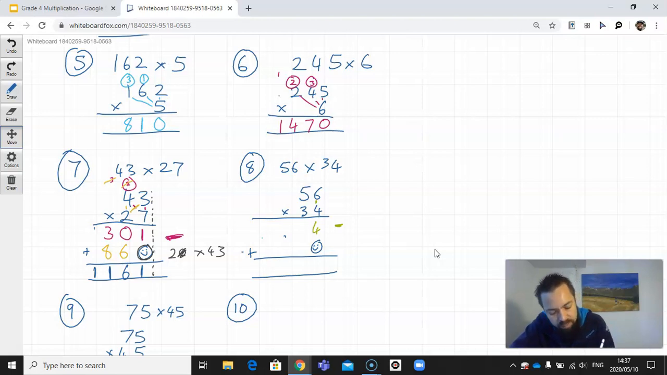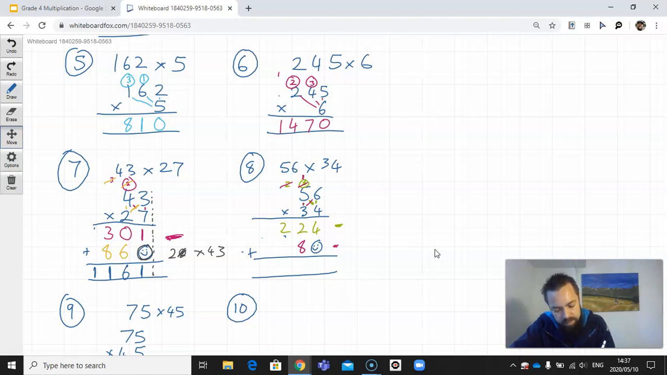4 times 6 was 24, carried the 2. 5 times 4, or 4 times 5 is 20, plus the 2 is 22. Carry the 2, drops right down, there we go. Next line I'm going to do in this color. 3 times 6 is 18, and I carry the 1. Oops, better cross those out.